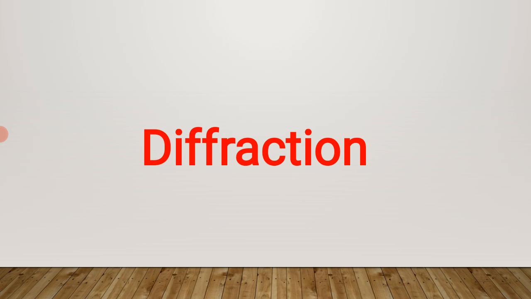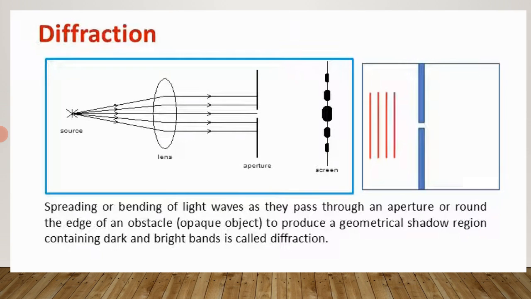Today's lecture is on Engineering Physics, Unit 1, Wave Optics, and the second topic, diffraction. So first we will discuss what diffraction is. The word diffraction is derived from the Latin word diffractus, which means to break into pieces. The phenomenon of bending of light around the corners of an obstacle, resulting in a geometrical shadow, is called diffraction. Diffraction is the slight bending of light as it passes around the edge of an object.